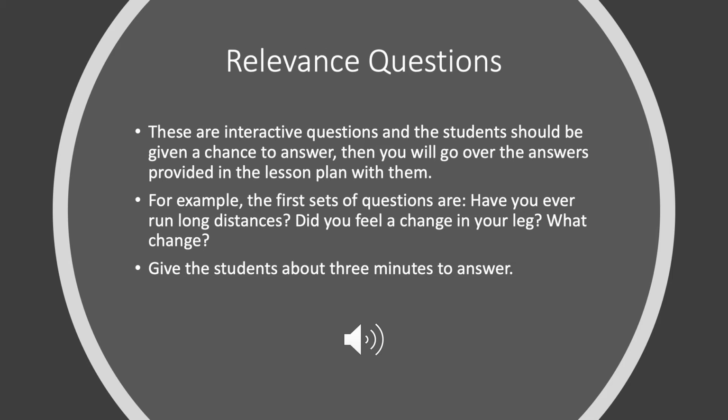For the relevance questions, you will ask questions to the students and give them a chance to answer. Then you will go over the answers provided in the lesson plan. For example, the first set of questions are, have you ever run long distances? Did you feel a change in your leg, and what was that change? Give the students about 3 minutes to answer before going over the answers provided in the lesson plan for you.